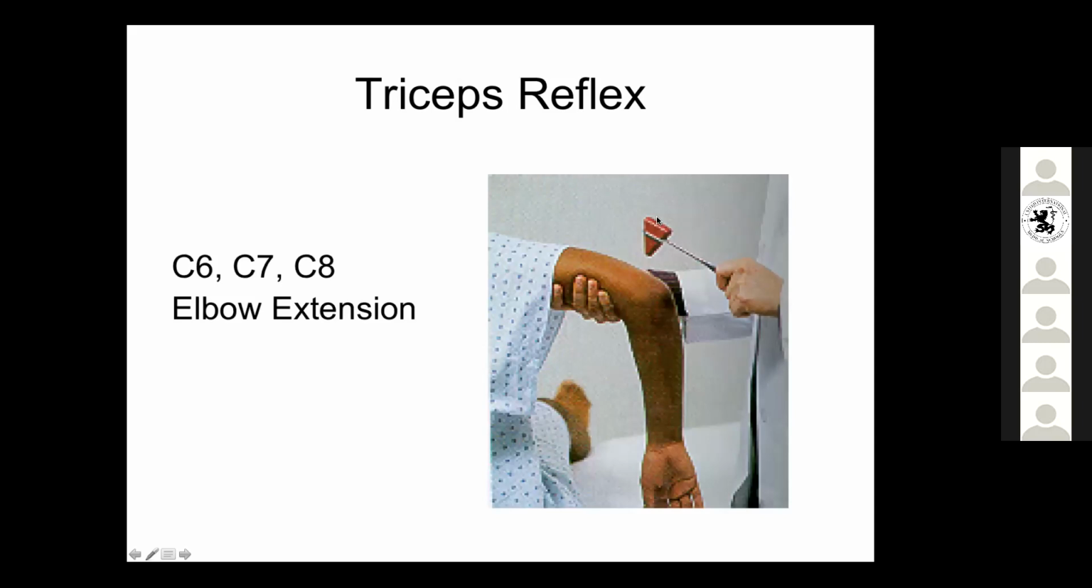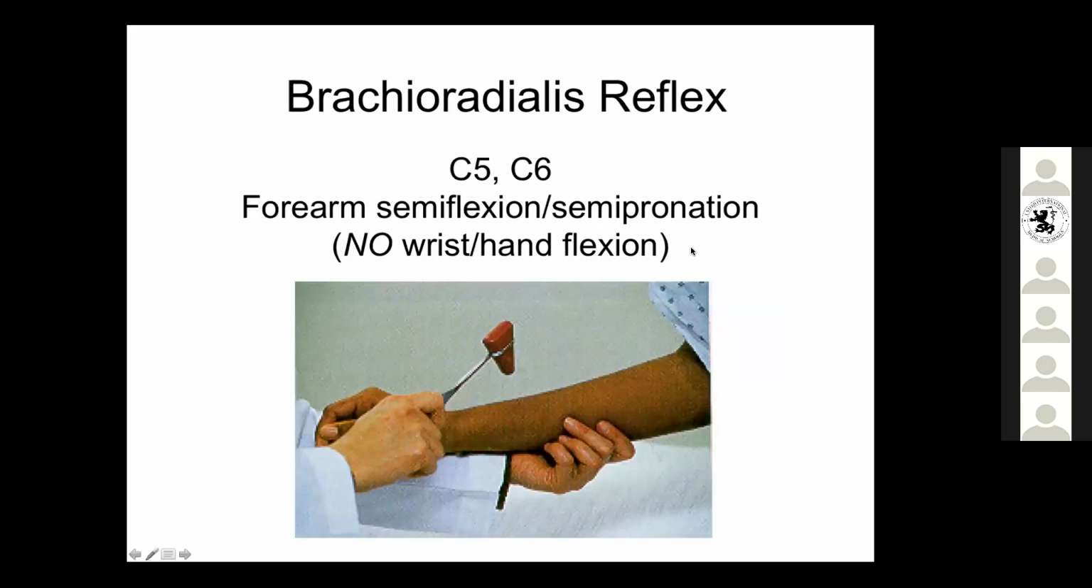And for the triceps reflex, the response should be elbow extension. So you tap on the tendon of the triceps muscle, and if elbow extension occurs, then it's intact. The brachioradialis tests for spinal cord C5, C6, the response should be forearm semi-flexion or semi-pronation, but with no wrist or hand flexion.